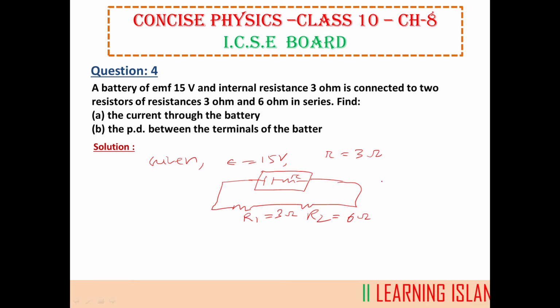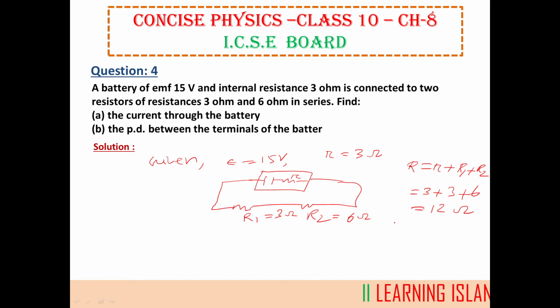In the first question, A, the current through the battery. To find out the current, we have to find out the equivalent resistance. So the equivalent resistance R is equal to r plus R1 plus R2. That will be 3 ohm plus 3 ohm plus 6 ohm. So finally it is 12 ohm. So the equivalent resistance of the circuit is 12 ohm. 3 plus 3, 6, plus 6, 12.